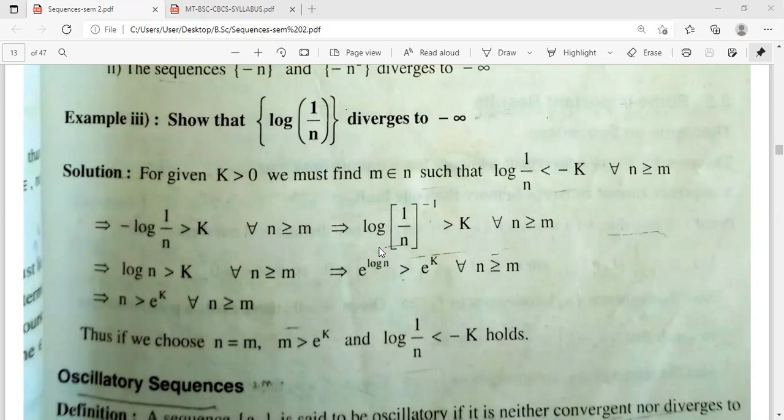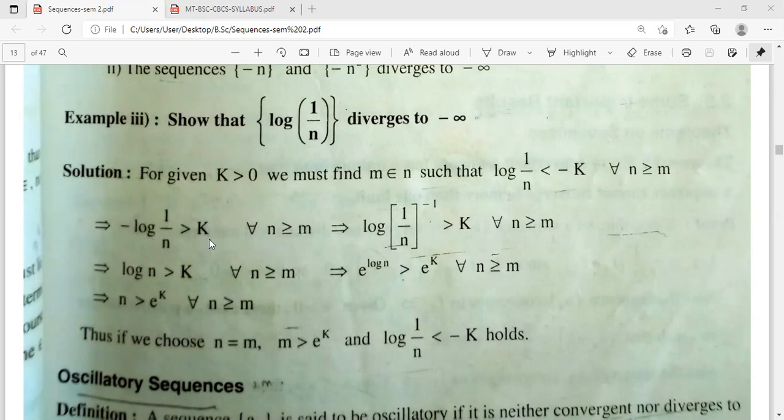Now the same you can write as minus log 1 by n. I've already told you, whenever you take the minus sign on both sides, or the reciprocal, the inequality changes. We are taking the minus sign on both sides, that's why we are getting greater than here. This is the same for every n greater than or equal to m. That is understood, n greater than or equal to m.